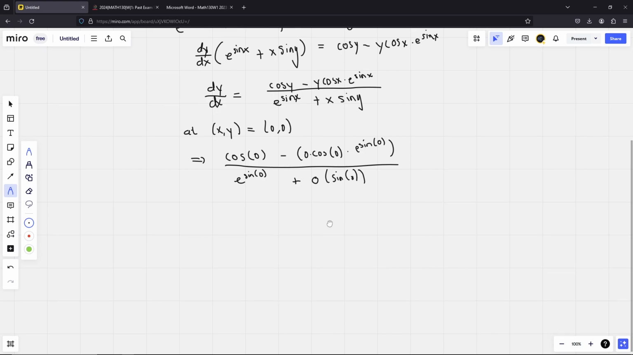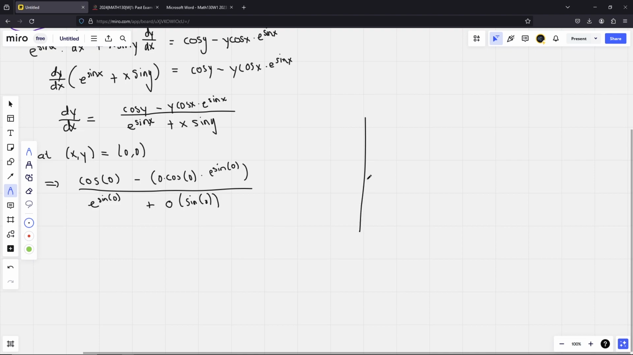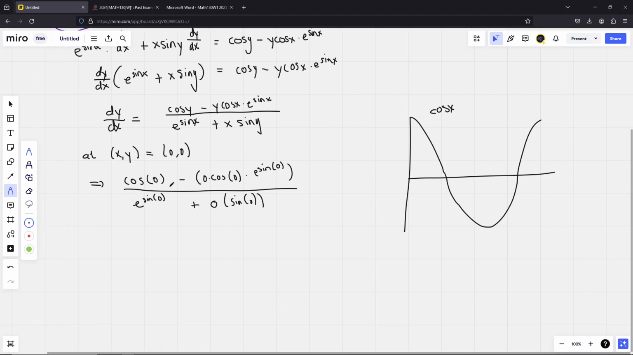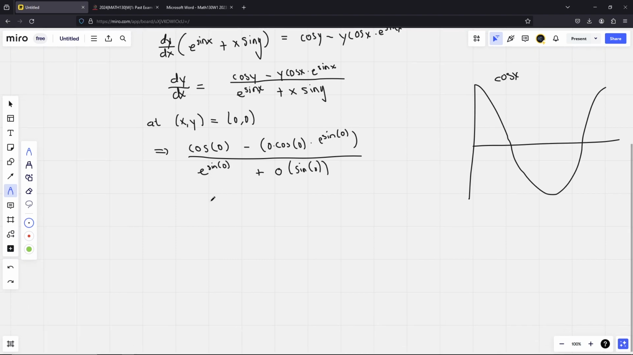Okay, so cos 0, let's think about this. If we have our graph of cos x, we know that cos x goes 1, 0, negative 1, 0, and then back to 1. So cos of 0 is just going to be 1. So 1 minus, we could evaluate all of this, but it's just going to be multiplied by 0, which is just going to give me 0.